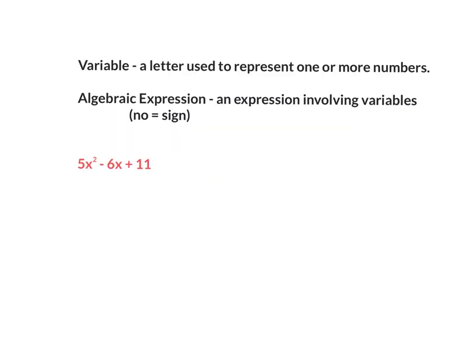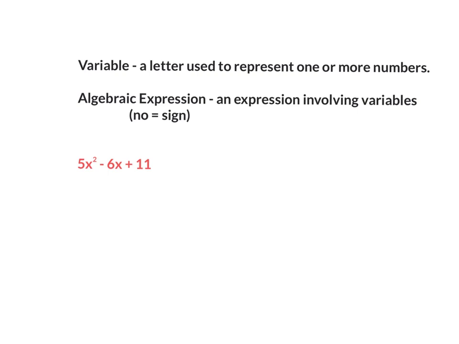A couple more words here before we get started. A variable. You know what that is? It's a letter, usually x, n is a lot, a, b, used to represent one or more numbers. An algebraic expression is an expression that involves variables, and there's no equal sign. That's how you can tell the difference between an expression and an equation.